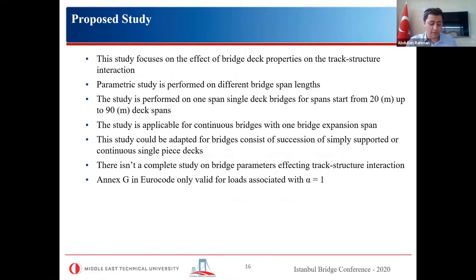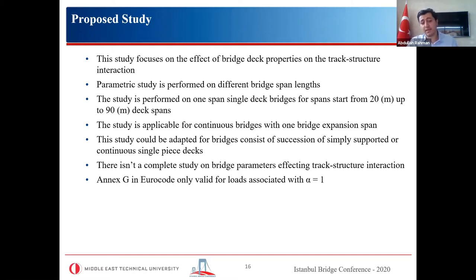This study is focused on the parameters affecting the track bridge interaction. It is performed on one-span single-deck bridges, with spans from 20 up to 90 meters. This study is applicable for continuous bridges with one bridge expansion span. What I mean is, if you have a continuous three-span bridge, but you only have one fixed support in the longitudinal direction, this is a one-piece fixed deck. So this study is also applicable for this type of bridge. This study could be adapted for bridges consisting of a succession of simply supported or continuous single-piece decks. For example, if you have a succession of, say, 10 spans, simply supported with certain expansion lengths, this study could also be adapted for it.